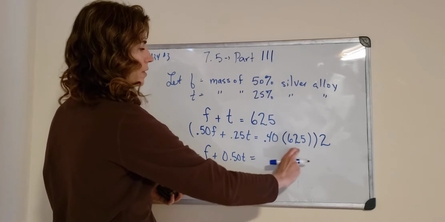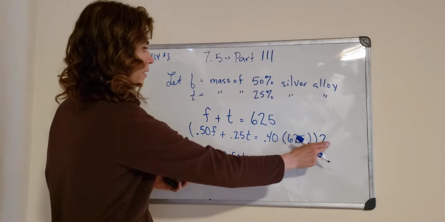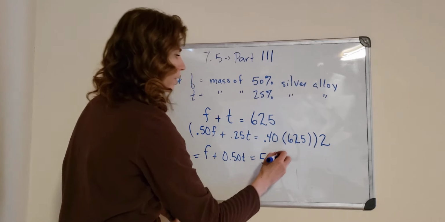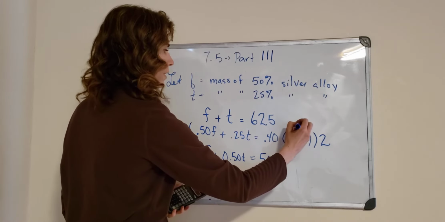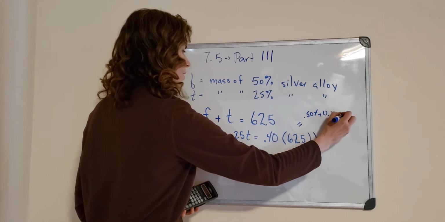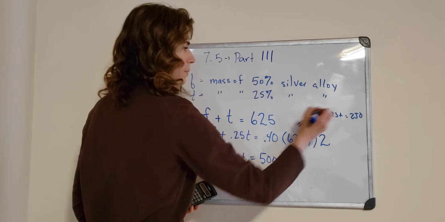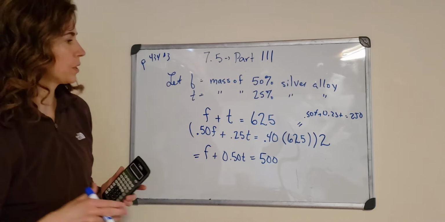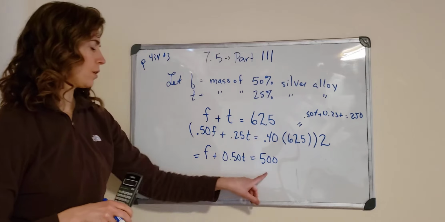Okay, so I simplified this first. Okay, 250 times 2, 500. I guess technically when I did this equation up here, I should have rewritten it: 0.50f plus 0.25t equals 250. I should have probably simplified that, but I didn't. Yep, the book did too, so that's great. Okay, so times 2 here.